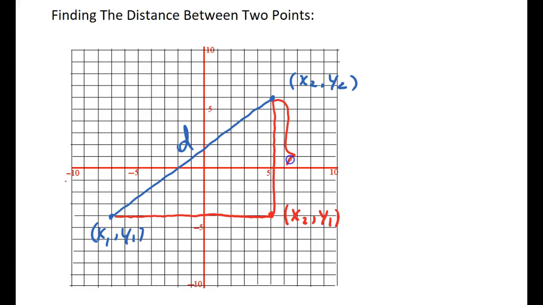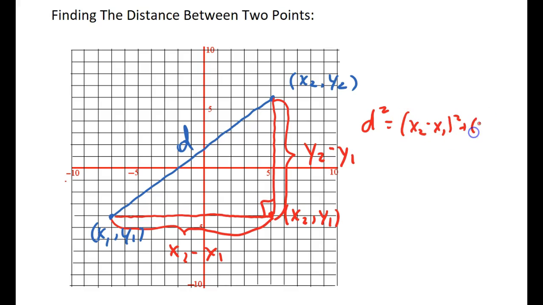It has the same x coordinate as this point and the same y coordinate as this point. That means this distance is going to be my change in y, y2 minus y1, and this distance here is going to be my change in x, x2 minus x1. And we've created a right triangle, so guess what? We can do the Pythagorean theorem. So d squared, the hypotenuse, is the sum of the squares of the legs. So it's going to be (x2 minus x1) squared plus (y2 minus y1) squared. And to solve for d, we'll get the square root of all that.